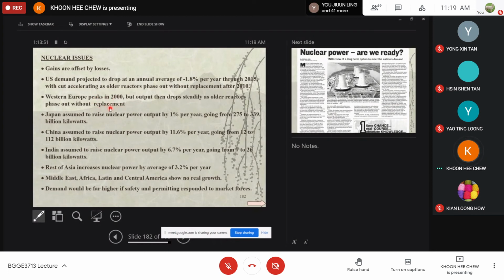Japan increased the output by 1% per year. China increased 11.6% per year, India 6.7% per year, and the rest of Asia around 3.2% per year. Okay, and the Middle East shows no real growth. The Middle East is not worried because they have plenty of oil there, right? So demand would be far higher if safety and permitting responded to market forces. If, let's say, the safety issue can be overcome, then more people will be using it. Okay.